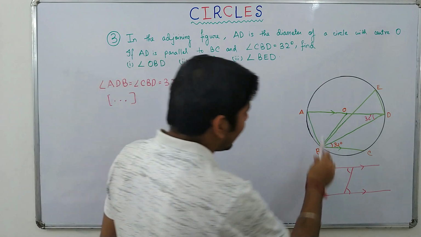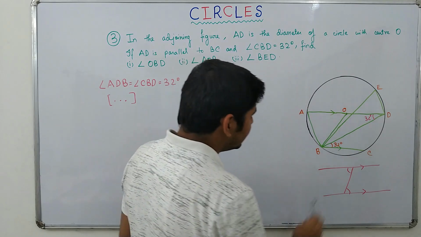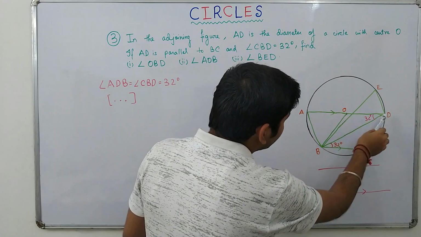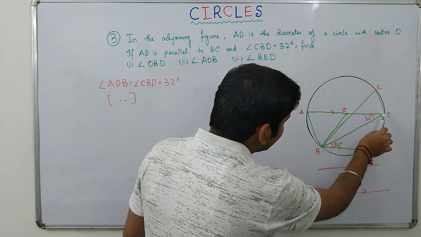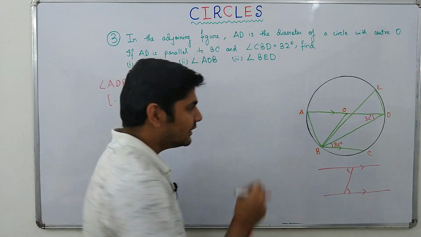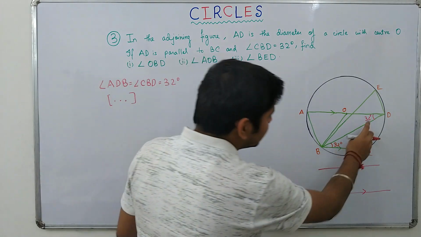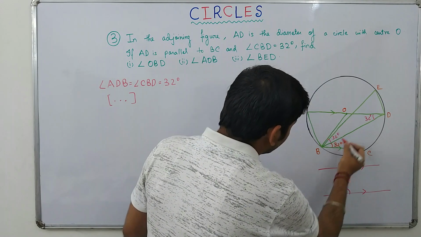Now that we get that angle ADB is 32 degree, we can see that OB is the radius of the circle and OD is also the radius of the circle. So triangle BOD is an isosceles triangle, and for an isosceles triangle, the angles on the same side will be equal. So if this is 32 degree, this angle will also be 32 degree.